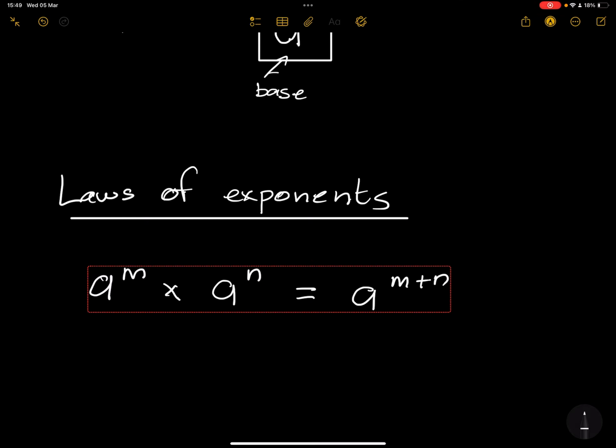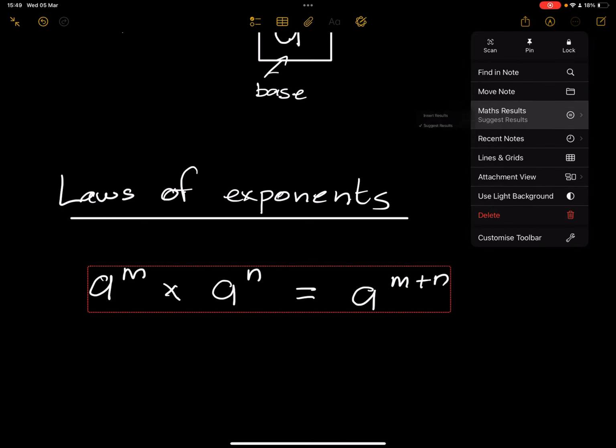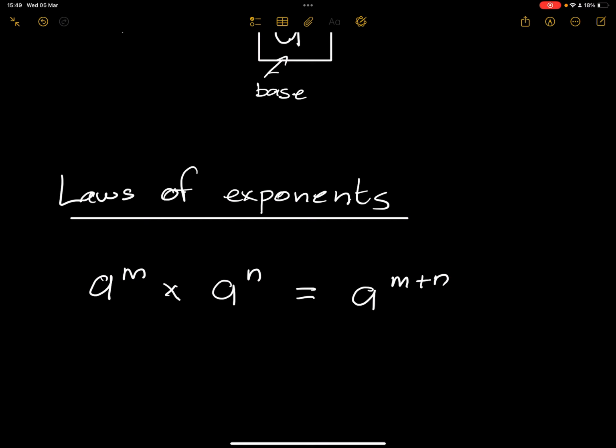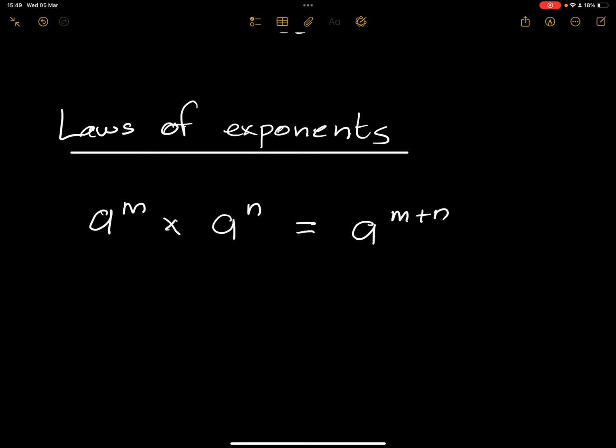Okay, right. I'm going to just switch this guy off because it gives us a little bit of an issue. Right, so this is law number 1, right? So when I've got similar bases and I'm multiplying the powers, I am going to add the exponents. So that's the first law.